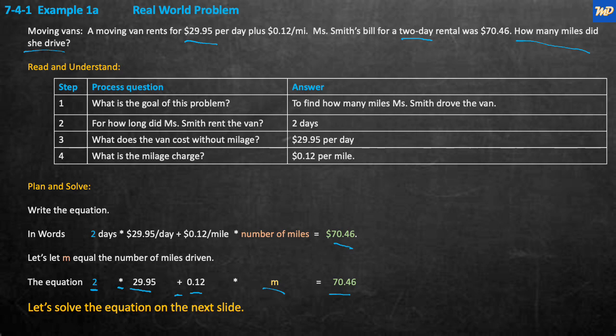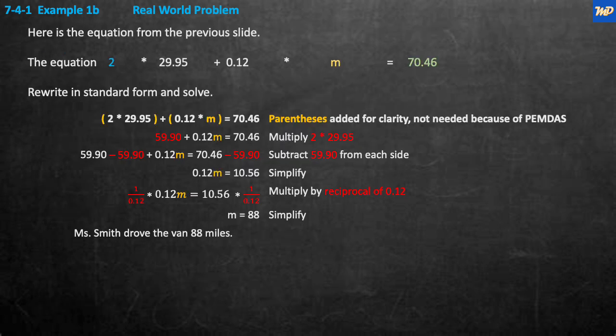So we're going to solve it on the next slide. So here's the equation from the previous slide. We don't have to go over it too much. 2 days, $29.95 a day, 12 cents a mile, M miles, $70.46 total cost. So now we're going to rewrite this like an equation instead of spread out.